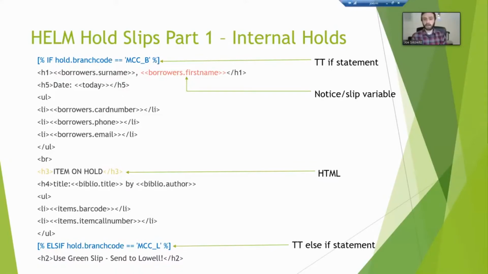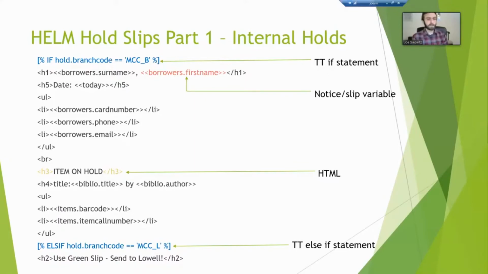And then finally, down towards the bottom is another statement called an else if statement. It's exactly the same as an if statement, but it just comes after the first if statement. So if that first if statement is false, if this hold is not going to Middlesex Bedford, the next thing we're going to check is if this is going to Middlesex Lowell. That's their other campus library. If that's true, it's then going to print out the HTML below that. So you can see it's going to print out a note that says, use the green slip, send to Lowell.